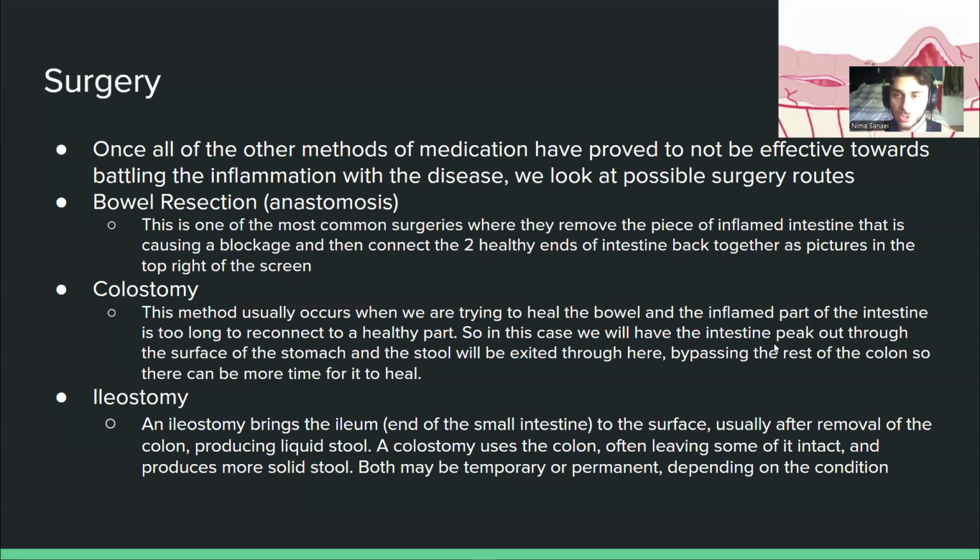So hopefully you can function regularly again. Not that you can't function regularly with a colostomy or ileostomy, but you can start going to the bathroom regularly and actually using your anus to be able to go poop.